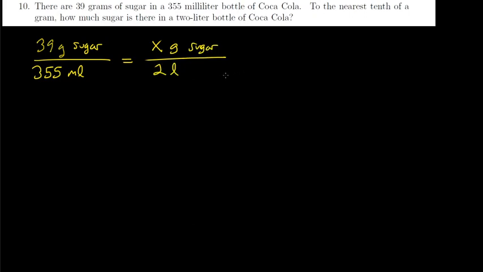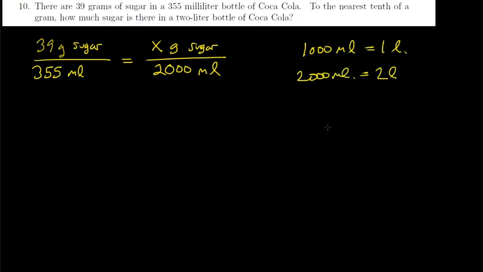Okay, so this is kind of a trick question. 2 liters is not the same as, a liter is not a milliliter. So 2 liters is 2,000 milliliters. Okay, so yeah, there's 1,000 milliliters in 1 liter. So 2 liters, right, would just be 2,000 milliliters. The units have to match, right? Okay, so now the equation is really just 39 over 355 equals X over 2,000.